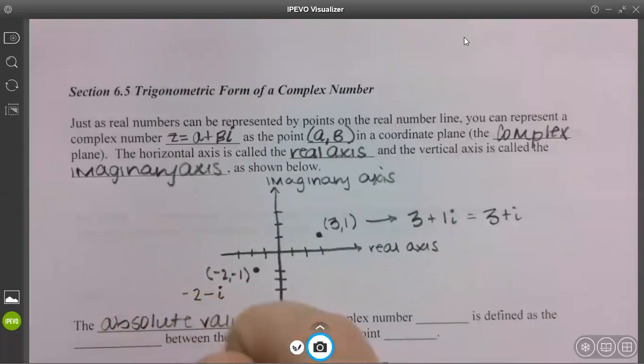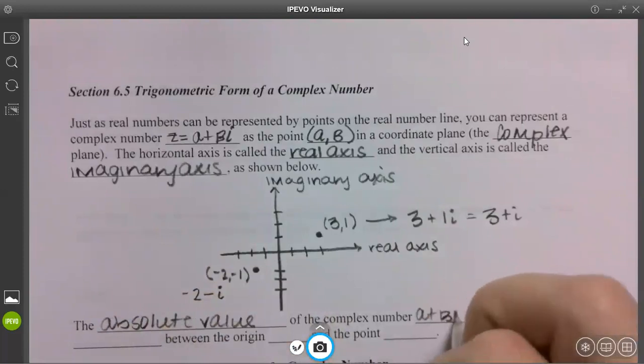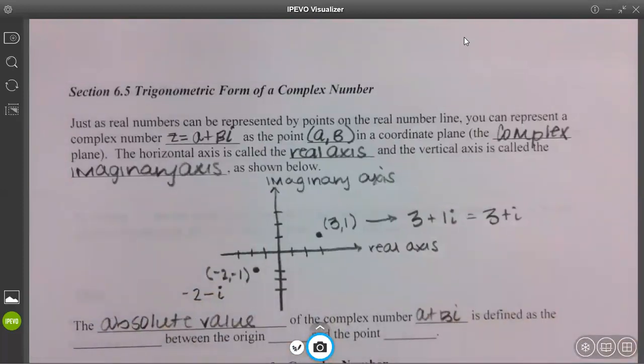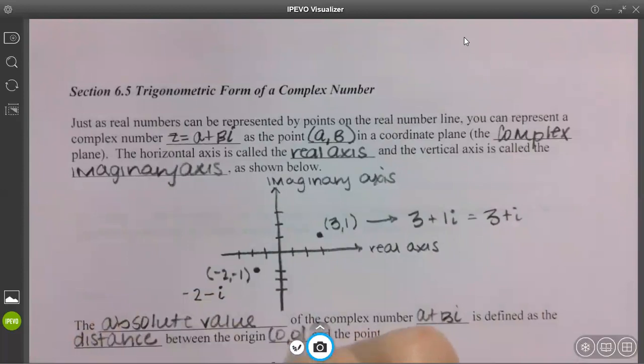The absolute value of the complex number a plus bi is defined as the distance between the origin (0, 0) and the point (a, b).